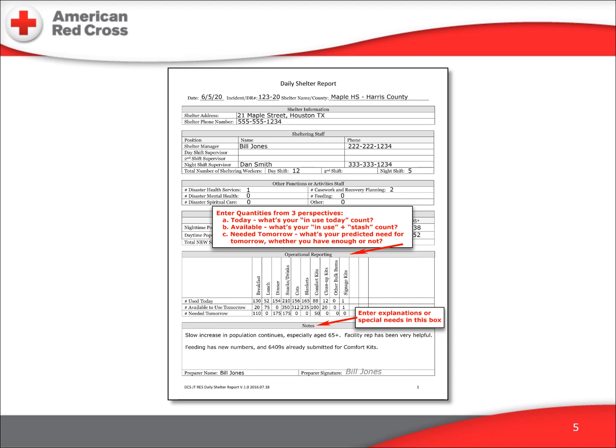A final reminder, and sorry for the repetition, the daily shelter report is not for ordering services, products, or staff. This is a report of raw data that is going to be used by the disaster planners.